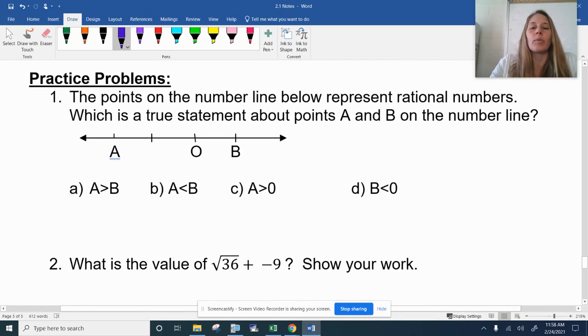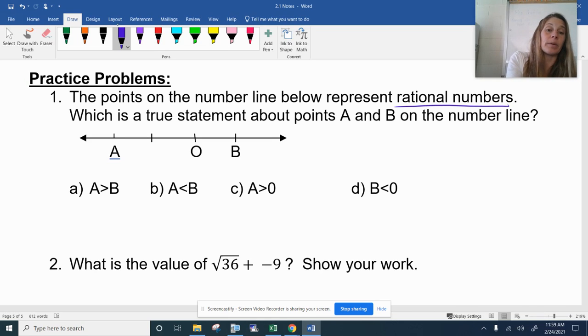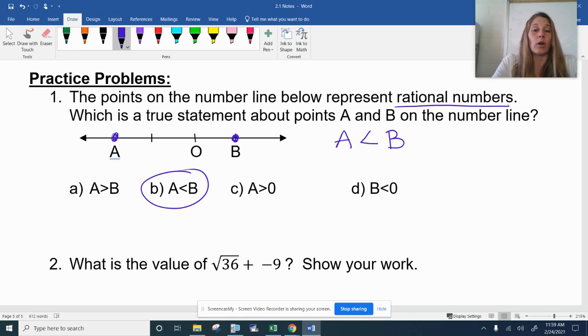Okay, so practicing here. The points on the number line below represent rational numbers, which means we can put them on the number line, which is a true statement about points A and B. So it appears that, remember we did that example with the -4 and the -5. If I just look at this, I know that A has to be less than B, right? So it has to be this choice right here.